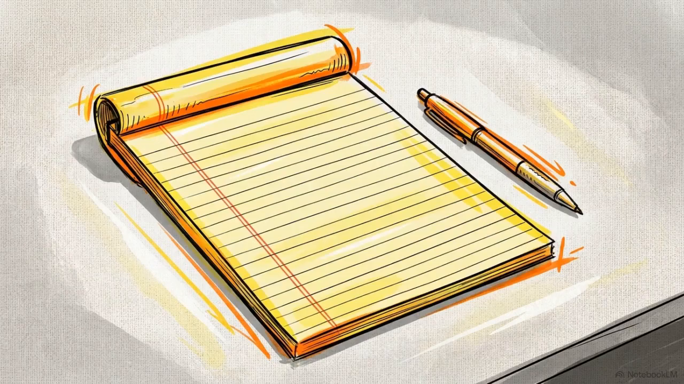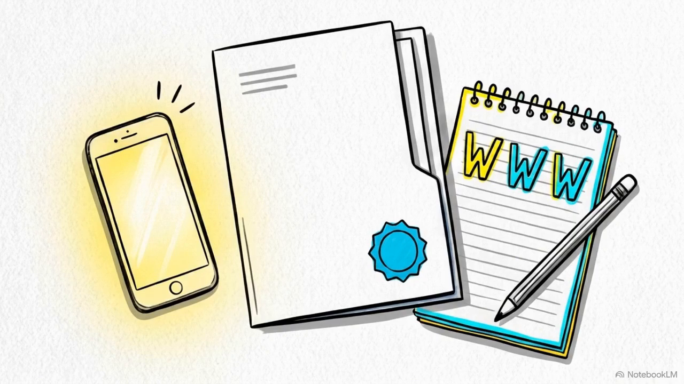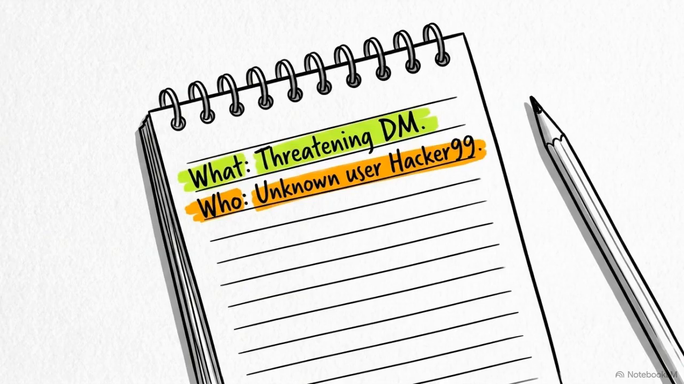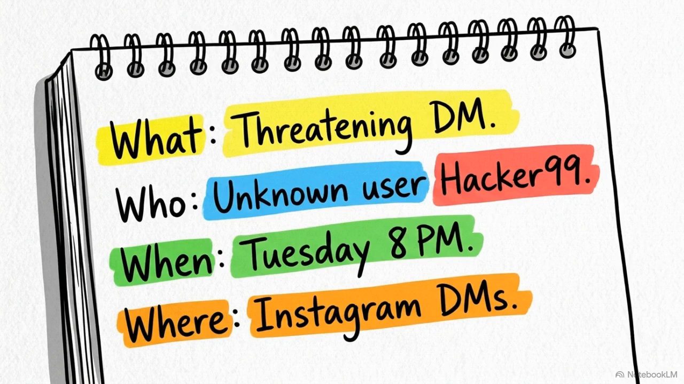Now that the digital evidence is secure, step 2 is drafting your written documentation. To do this, we use the 4 W's framework to organize your thoughts. Start with the first 2 W's. Write down exactly what happened. Then write down who was involved, including their exact usernames. Next, document when the incident occurred with the time and date. Finally, list where it happened, meaning the precise platform hosting the incident.